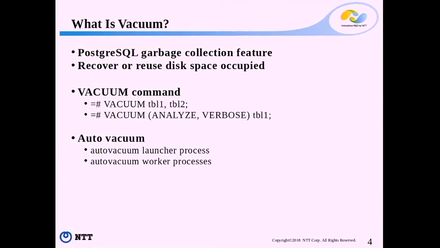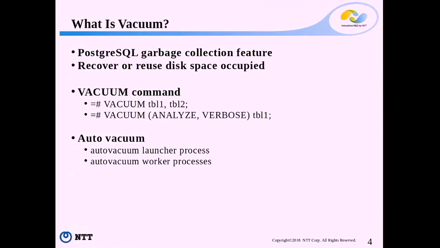Okay, thank you. So vacuum is Postgres's garbage collection feature, and it recovers and reuses occupied disk space. I think vacuum is one of the most important features of PostgreSQL, because without vacuum, Postgres tables and indexes would increase without bounds. And we have two ways to execute vacuum. One is the vacuum command. We can run the vacuum command via psql or whatever, and we can specify multiple tables and options to the vacuum command.